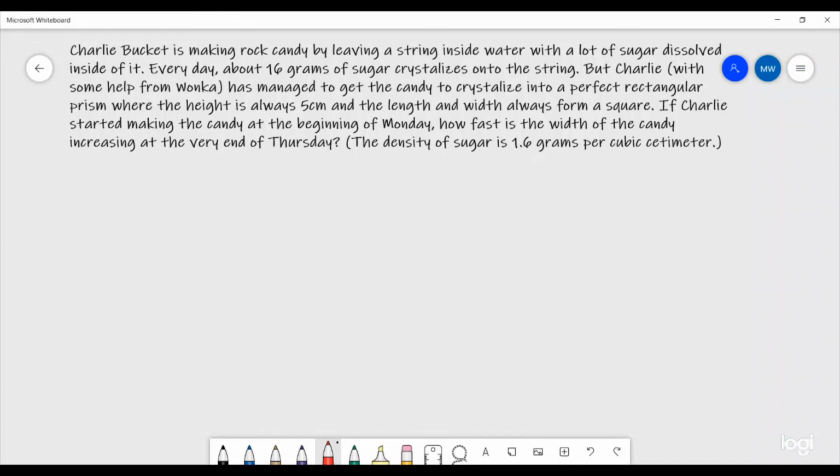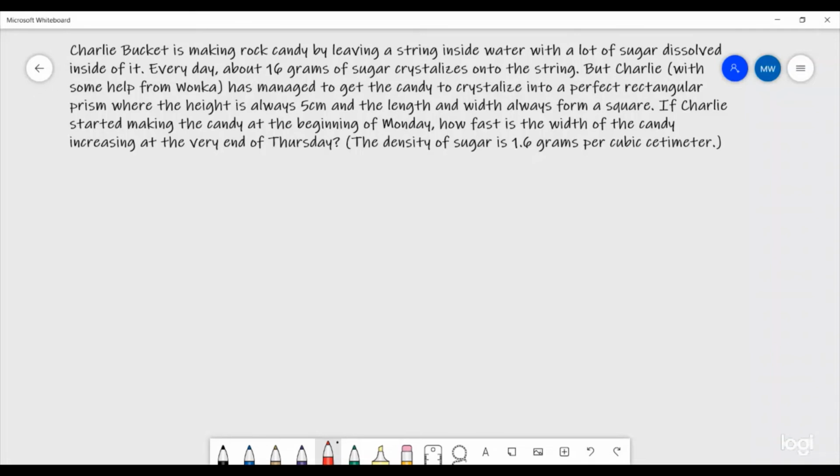But Charlie, with a little bit of help from Wonka, has decided to get the candy to crystallize into a perfect rectangular prism where the height is always 5 centimeters and the length and width always form a square. So if Charlie started making this candy at the beginning of Monday, how fast is the width of the candy increasing at the very end of Thursday? And if you need it, the density of sugar is 1.6 grams per cubic centimeter.